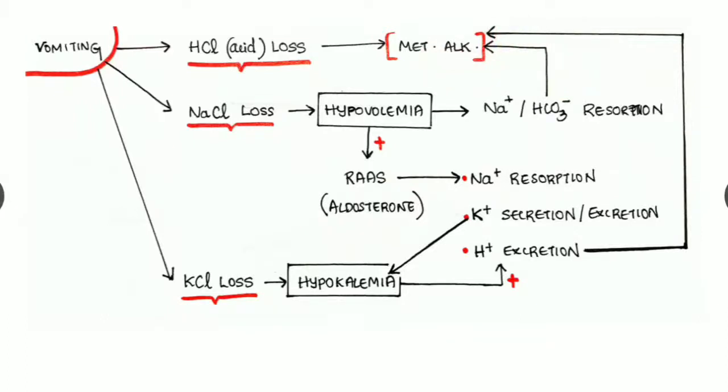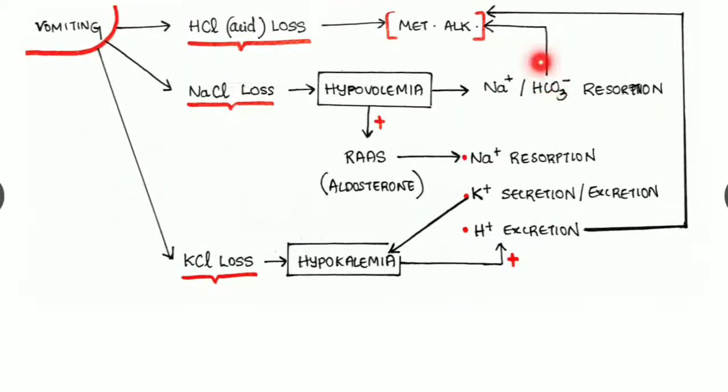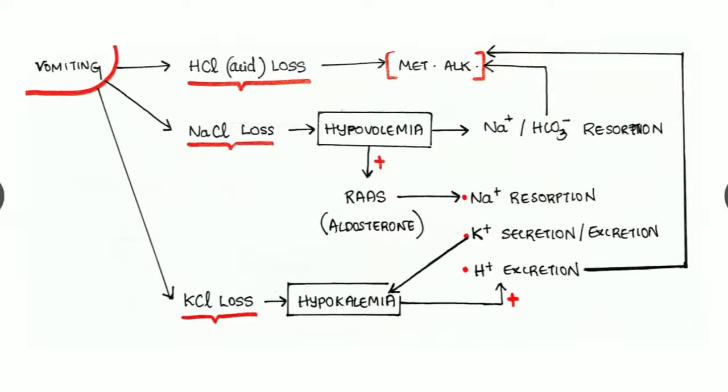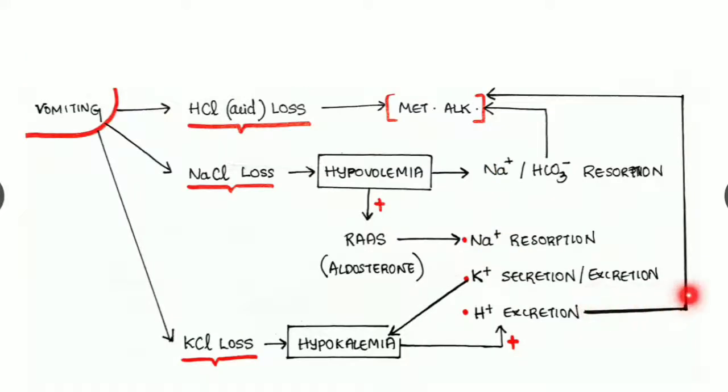So in three main ways: from the loss of the gastric acid, it directly causes metabolic alkalosis. Due to hypovolemia, the sodium and bicarbonate reabsorption causes metabolic alkalosis. Due to potassium excretion activated in two other ways, it causes this metabolic alkalosis. And this is the mechanism of metabolic alkalosis due to vomiting.